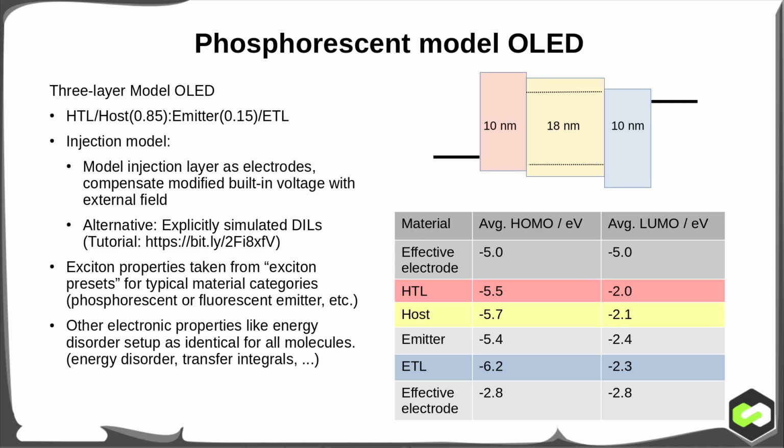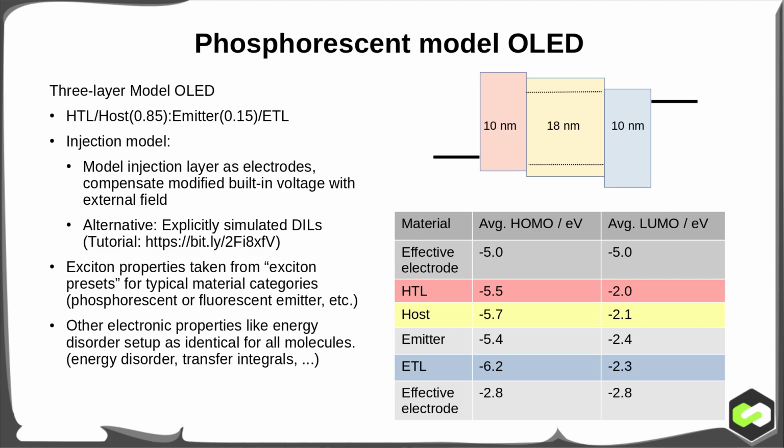And attached to that, an effective electrode that will inject holes into the HTL. Corresponding on the right, you see in blue an electron transport layer and an effective electrode to inject electrons on this side.